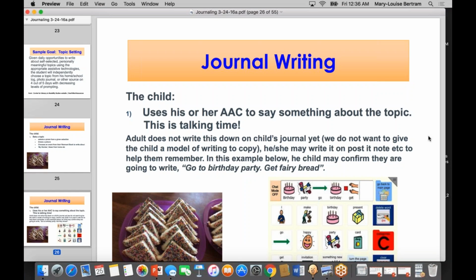So we might write that on a post-it note to help us remember. So we might write, go to birthday party, get fairy bread on a post-it note. We're going to say, wow, oh my goodness, I can't wait to see your writing about this fairy bread and this birthday party. Let's get your alternative pencil, let's get your flip chart, and it's time to write in your journal.